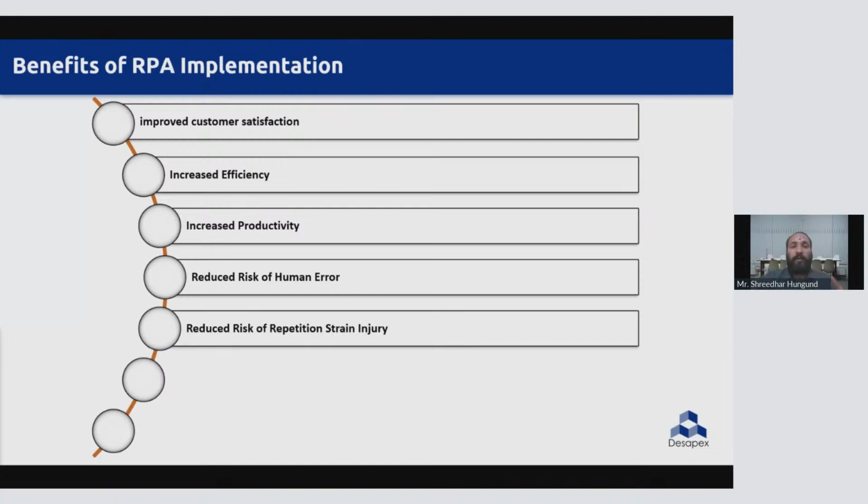Repetitive, mundane, and non thought provoking activities can be a risk to the health and well being of your team. RPA can be used to reduce the risk of repetition strain and other effects by introducing bots to perform them.